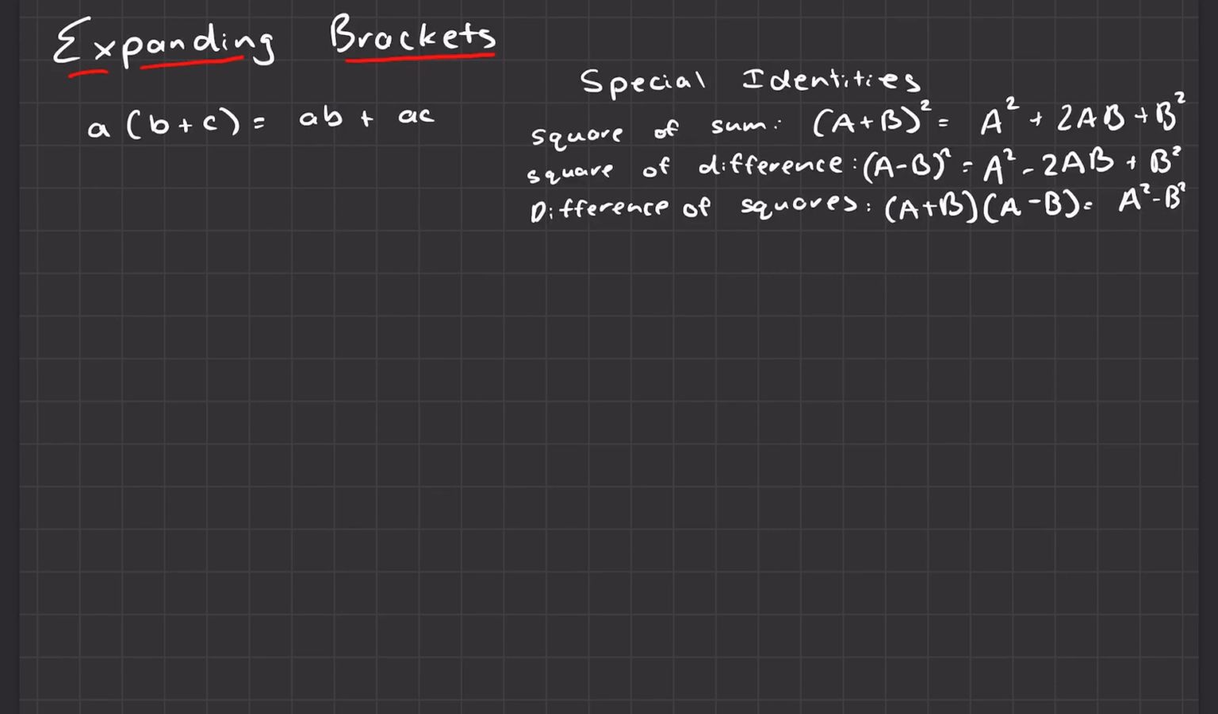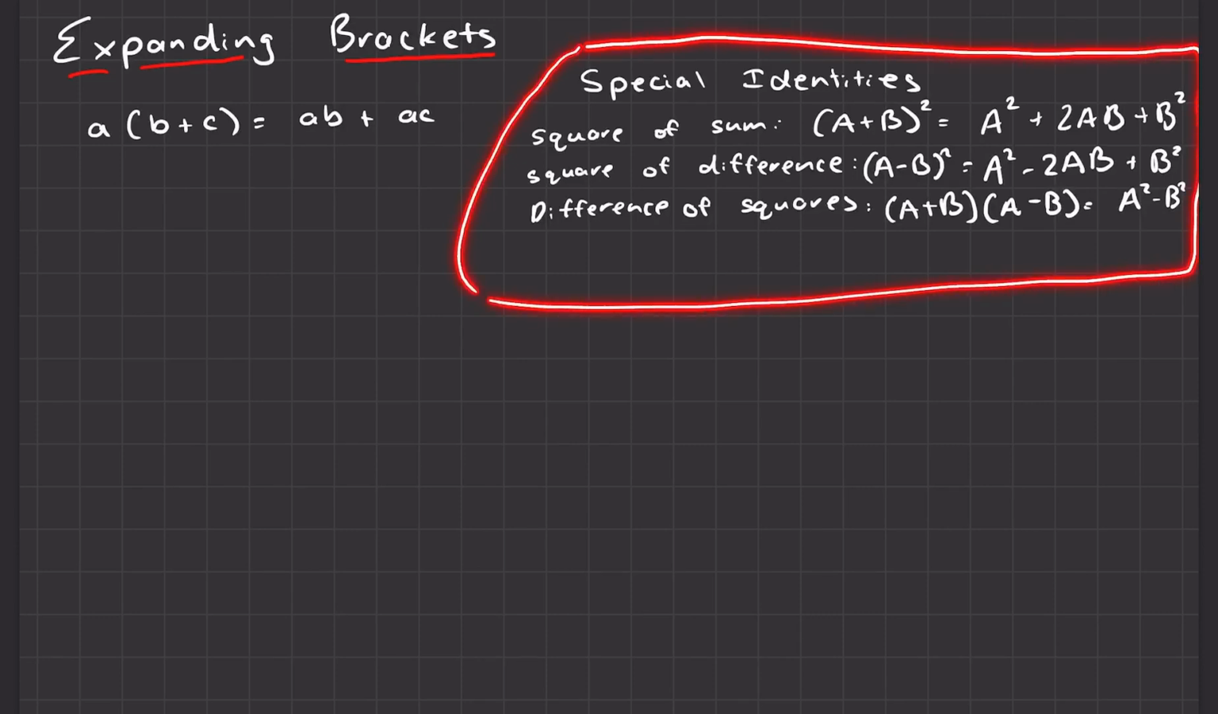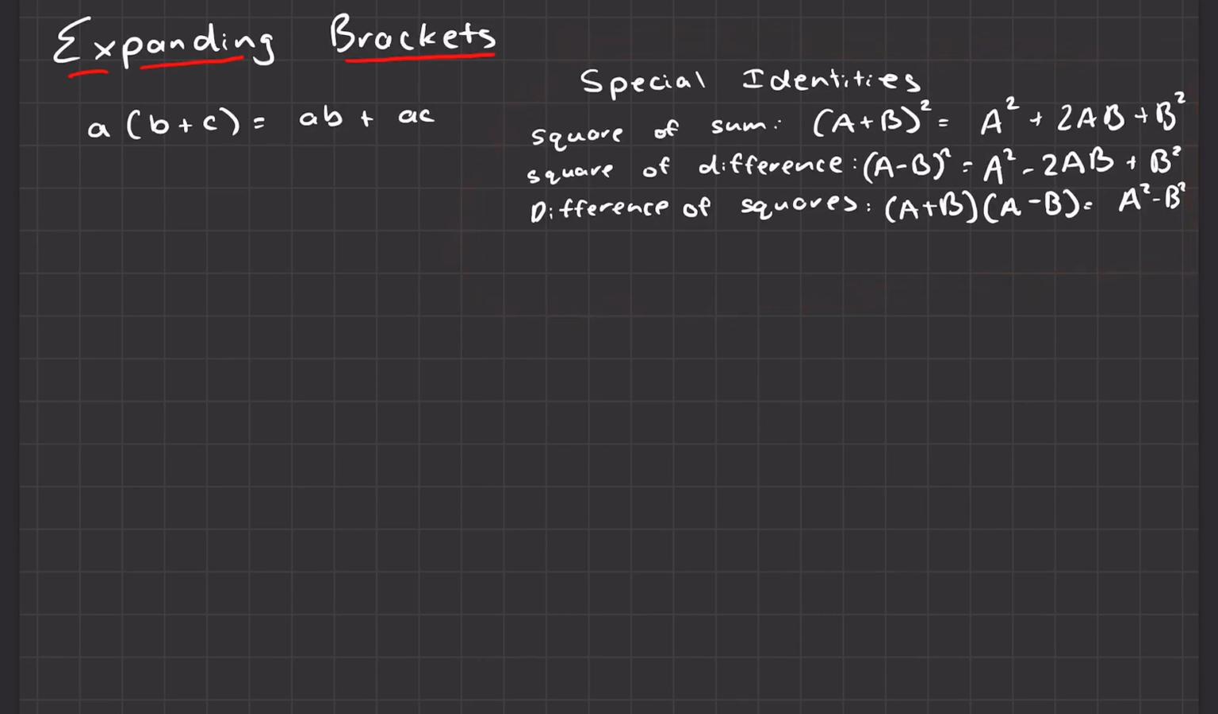So before we begin, there are some special quadratic identities and special identities in general that we need to know about, as highlighted in red. These can be square of sum, which you would have learnt earlier on prior to coming on to expansion and factorization topics, square of difference, and difference of squares. Those are the three we need to know.